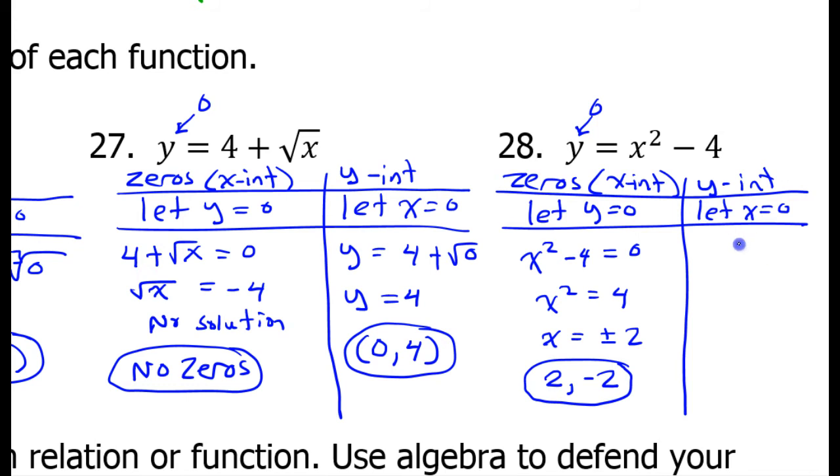Now, the y-intercept. We let x equal 0. So y equals 0 squared minus 4. So y equals negative 4. So that means the y-intercept is 0, negative 4.